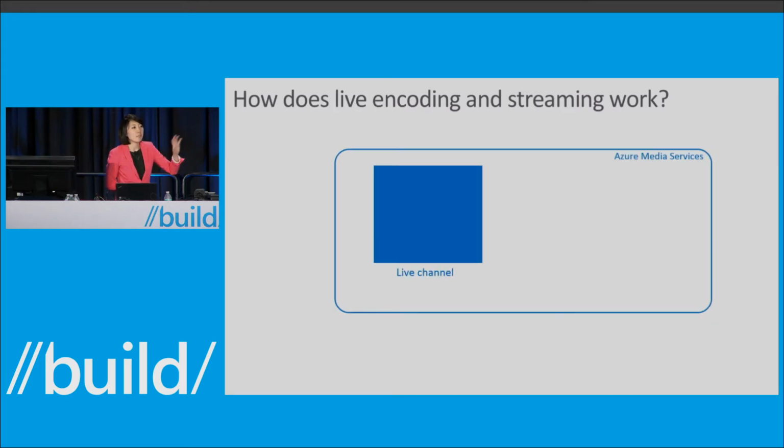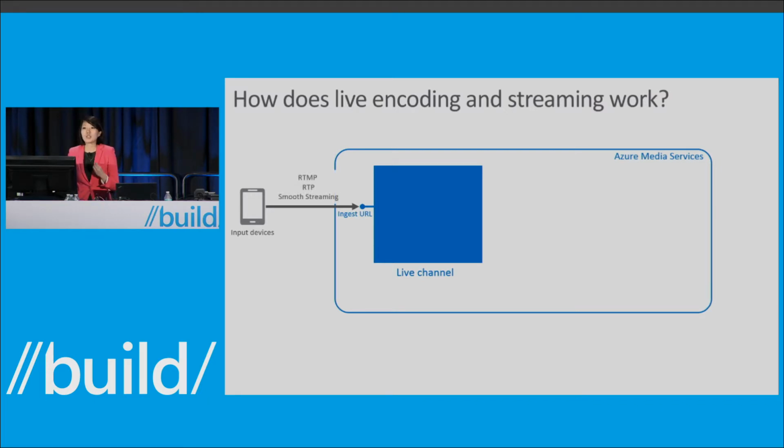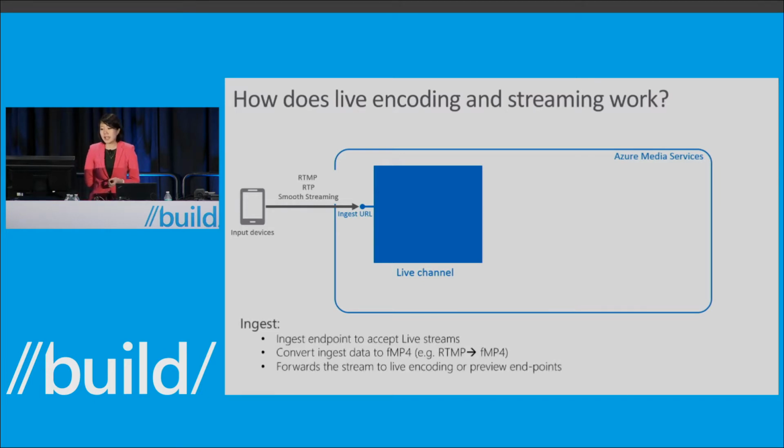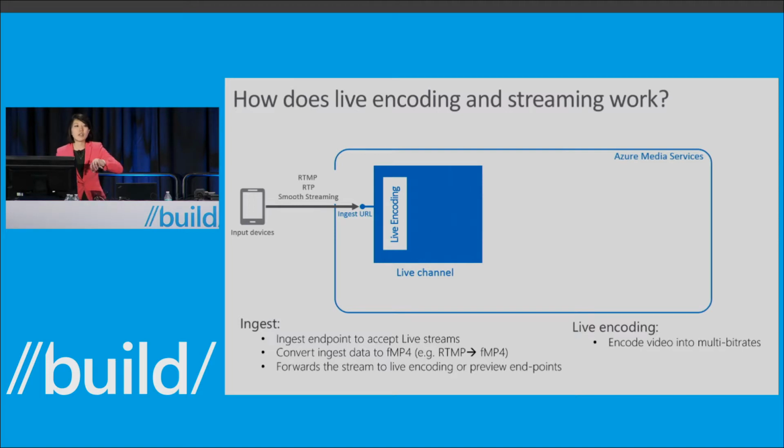So imagine this is like a box we spin off for you to receive a live stream. And we expose an ingest URL, which allows you to push the live stream in. You will have an input device or an on-premises encoder that pushes content into us through RTP, RTMP, or smooth streaming. One of the features that we introduced is called live encoder, which allows this ingest point to forward a single bit rate stream, and we are going to encode it into multi-bit rate. That's the function of live encoding, which was never available until 2 weeks ago.